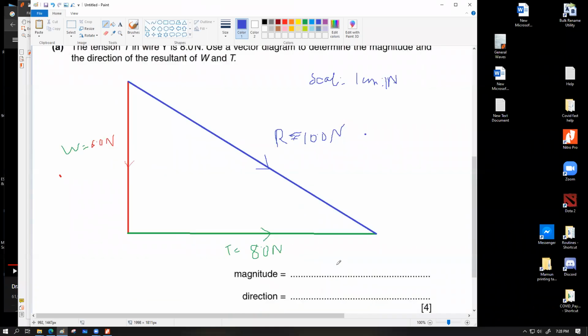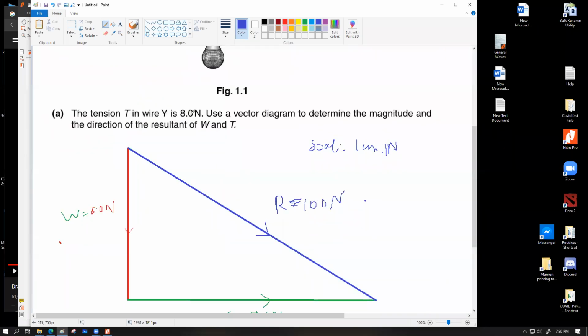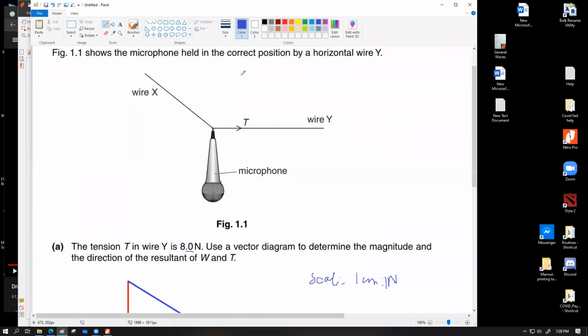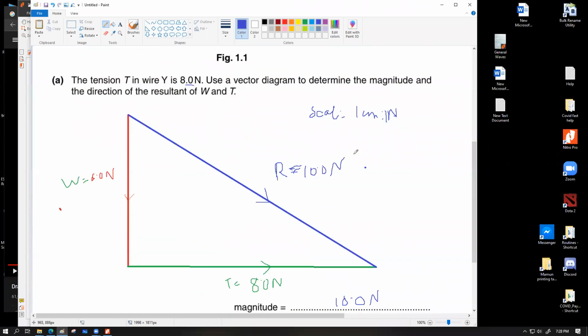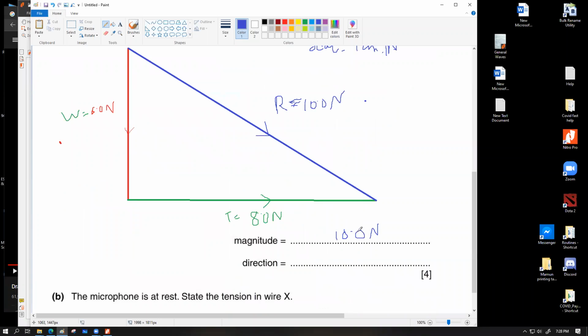So the magnitude will be about, let's say, 10.0 Newton, which is obvious. You have to give this up to 1 decimal place, because all the given values are given up to 1 decimal place, 8.0 Newton and then 6.0 Newton. So your final answer should also be up to 1 decimal place.